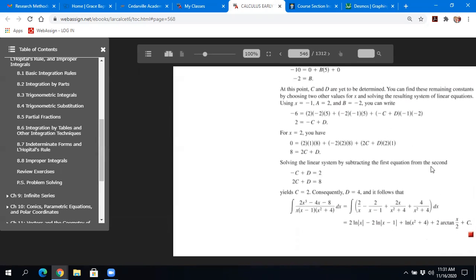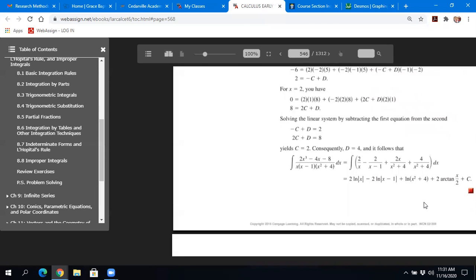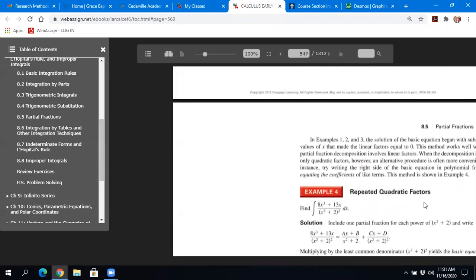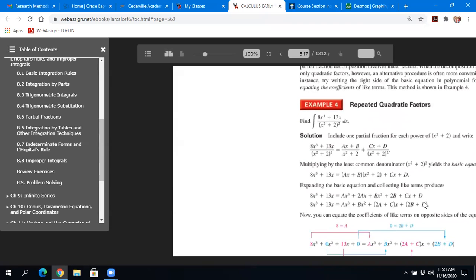Okay, and you end up with this. How do you integrate 2 over x? That's easy. Minus 2 over x minus 1, easy. 2x over x squared plus 4. You kind of break those up. That's easy to do with u substitution. And then this guy right here, you're going to use arctangent to handle that. Okay? Hopefully that kind of rings a bell a little bit. And then we had the section on repeated quadratic factors and repeated linear factors, where you kind of count up the powers, yes? And that's where the algebra starts to get real interesting, okay?